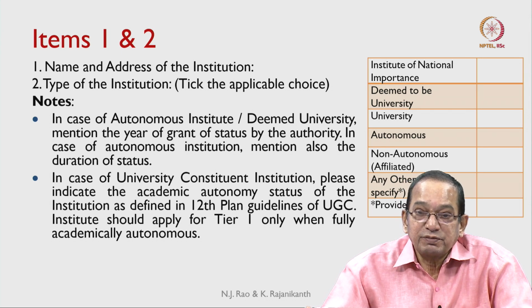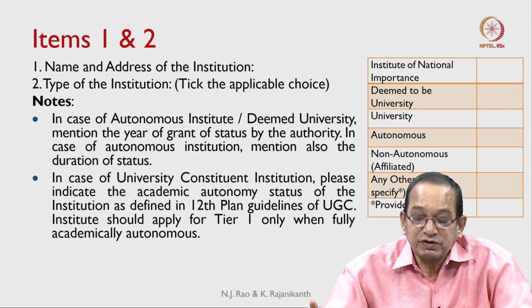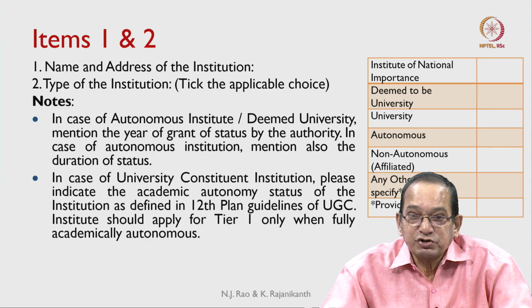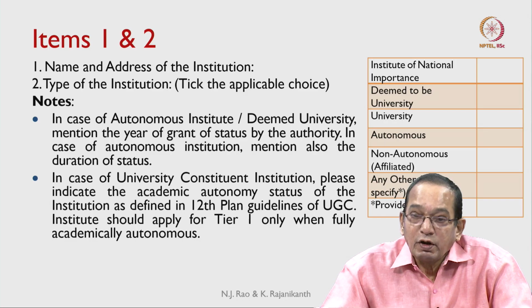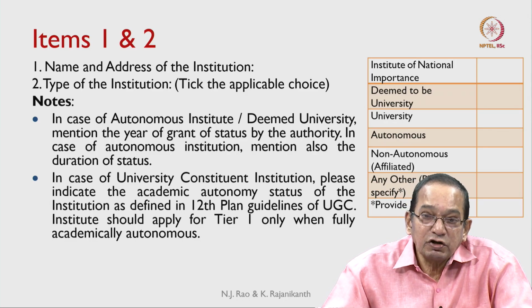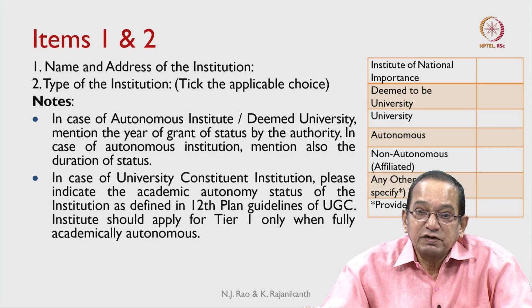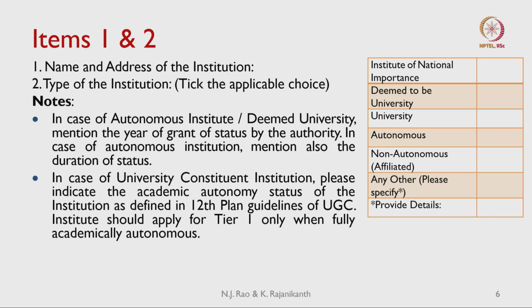So, in terms of the curriculum design, in terms of the entrance and in terms of the exit criteria and all that, there are certain autonomy rights and privileges which the institute enjoys. So, it could be an autonomous institute. It could be an affiliated institute which is not academically autonomous, that is all the basic academic processes are defined by the affiliating university. So, non-autonomous. Any other, some like directly with AICTE approval an institute has been started, anything like that. So, please specify under any other category what type of institute it is. So, provide these details.